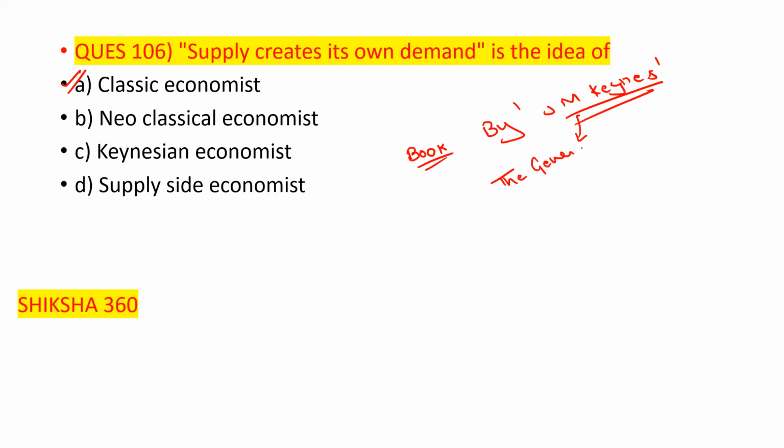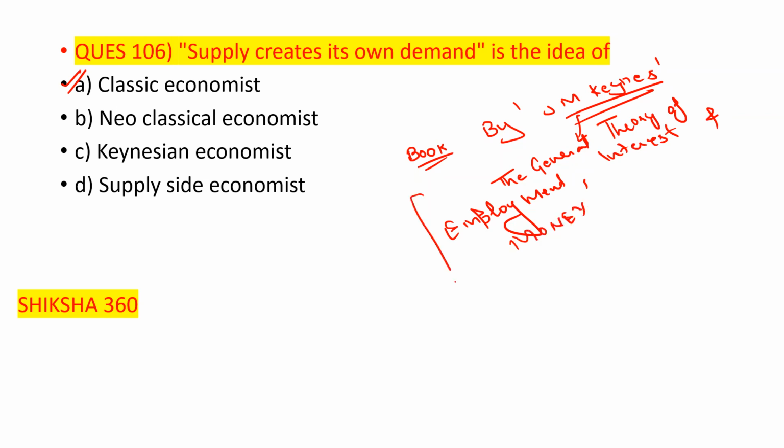The General Theory of Employment, Interest and Money. Clear? This is the book written by J.M. Keynes. I request all of you to please remember these things, otherwise it becomes very difficult for you to clear the examination. I have already discussed this point three to four times. Even if you are not able to remember this, it creates a problem.